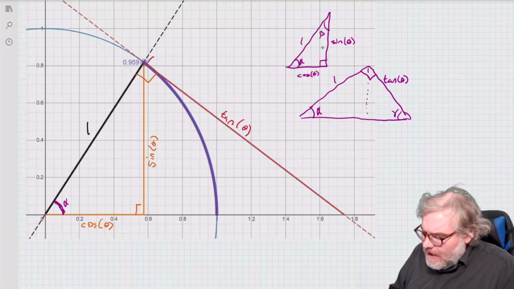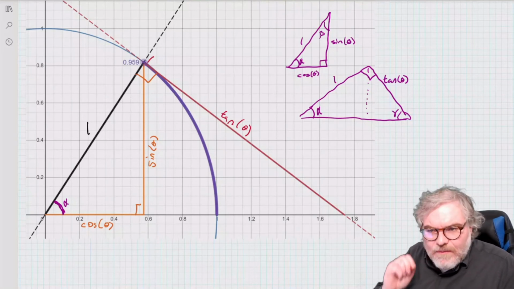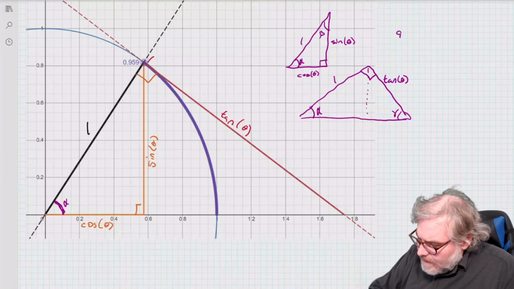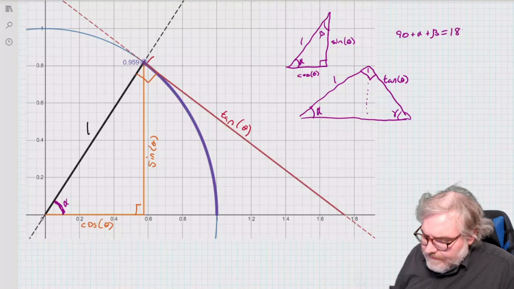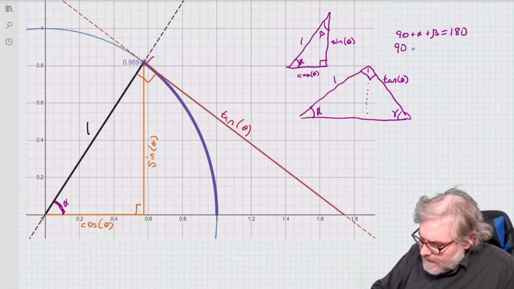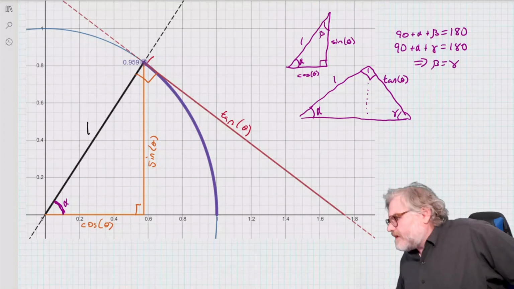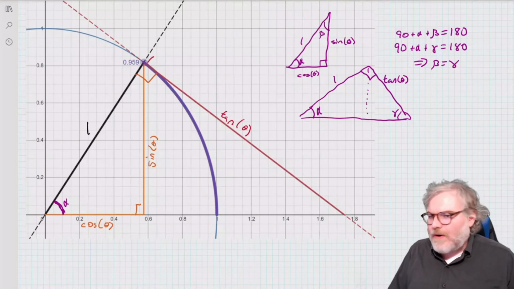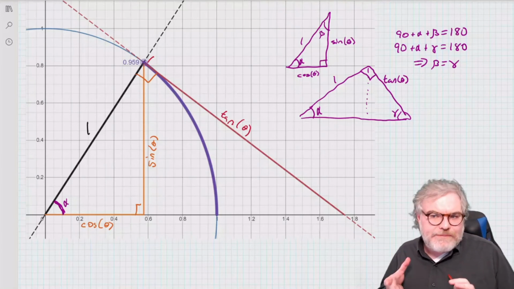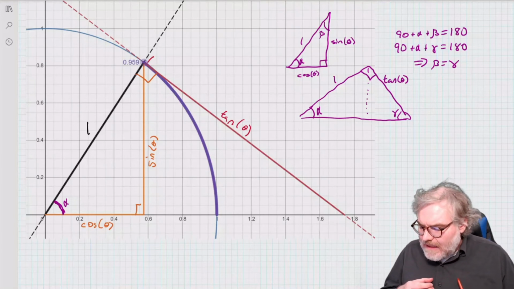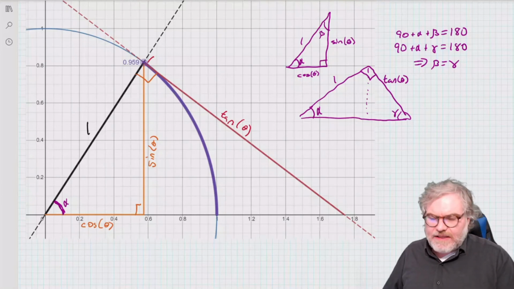They don't share this angle, but notice that that angle has to be equal. They have to be equal because 90 plus alpha plus beta equals 180, and 90 plus alpha plus gamma equals 180. So I know that beta has to equal gamma. They're not the exact same angle, but they're equal to each other. The angles are equal, even though they're in different parts of the triangle. That means what I have are two similar triangles. And so I can actually illustrate this a little bit more.